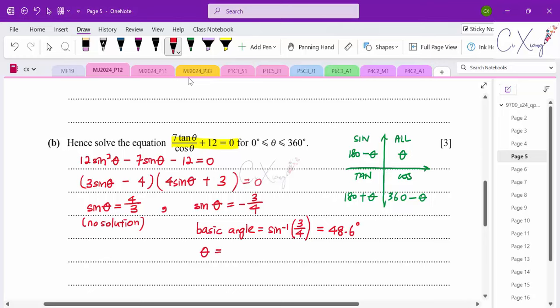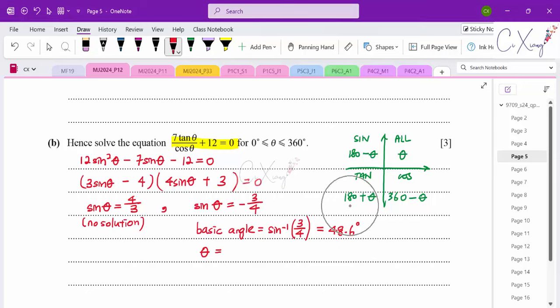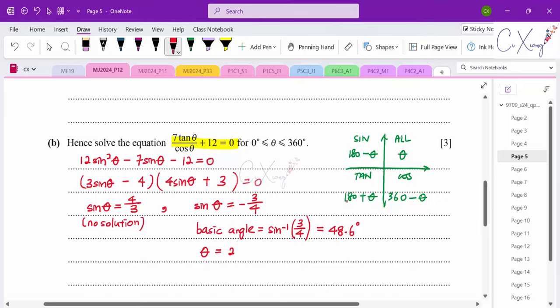For this equation, I'm looking for sine with a negative value. So in which quadrant is sine negative? In the first two quadrants sine is positive, so I don't want the answer from these two quadrants. For the third quadrant sine is negative, therefore I will take 180 plus the basic angle, 48.6.